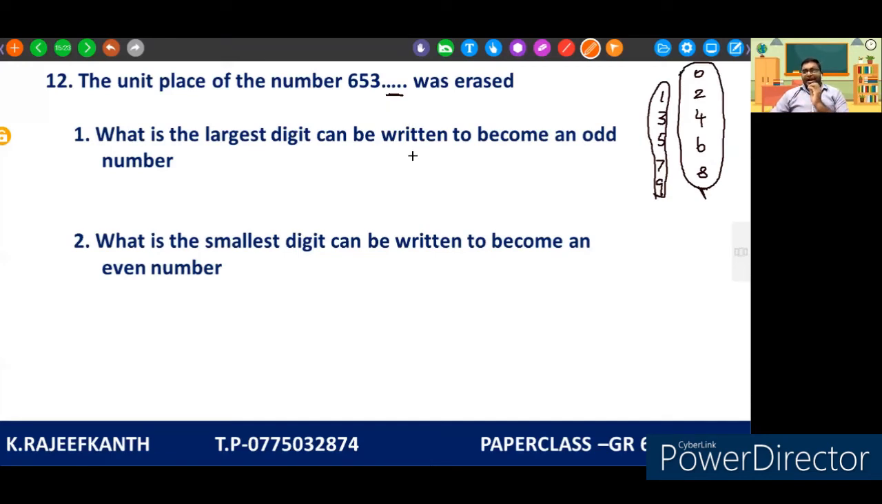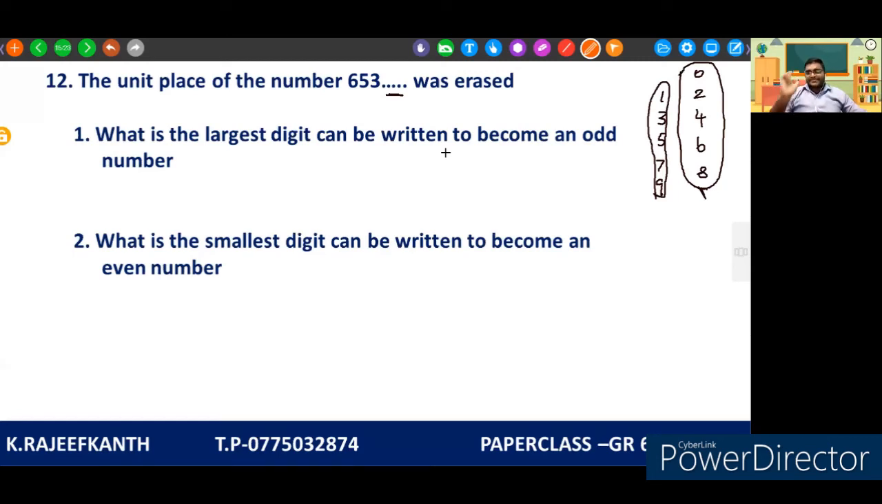So no need to divide by 2 and then check the remainder. Directly we can identify odd and even numbers by considering only the last digit. If the last digit is 1, 3, 5, 7 or 9, that is an odd number. If the last digit of a number is 0, 2, 4, 6, 8, that is an even number. Here the question is the unit place of the number, that means the last digit of that number.